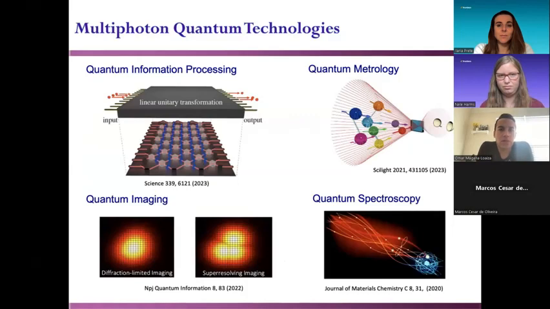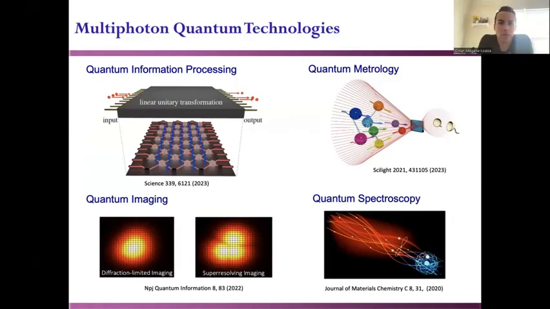Well, first, I would like to say that the goal of this community or this field is to develop applications that rely on multiphoton interference. These applications can be for quantum information processing, for metrology, for imaging, for spectroscopy, and there are other possible applications.